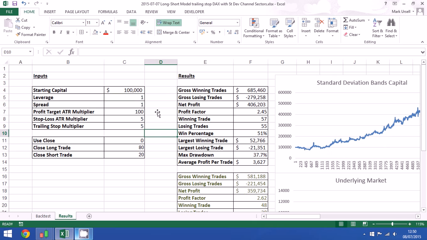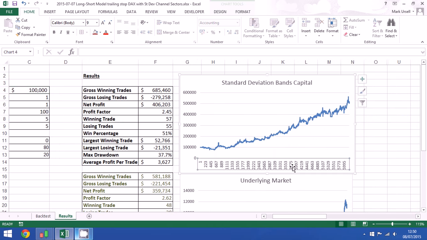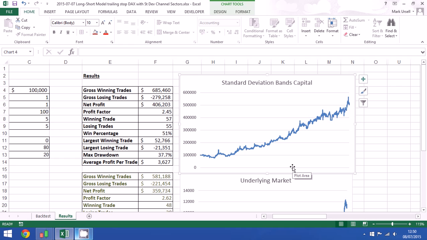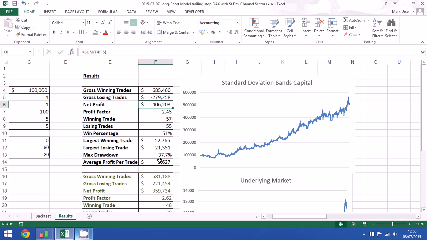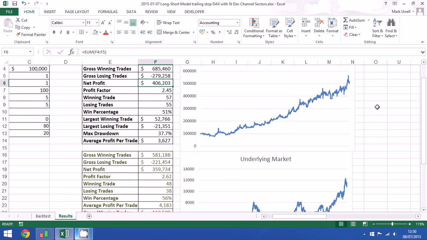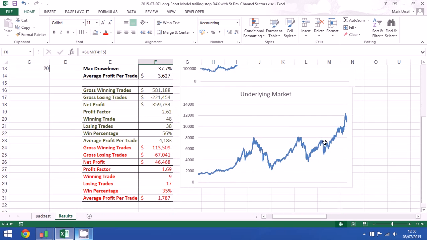Starting with $100,000, the net profit over the time period, which was quite a significant time period, 1991 to 2015, was $406,000. What I find most interesting about this particular trading strategy is we can see it here. There is very little drawdown. If we compare it to the underlying market, there are times here we go from 8,000 down to just over 2,000.